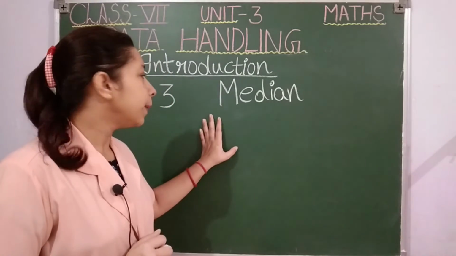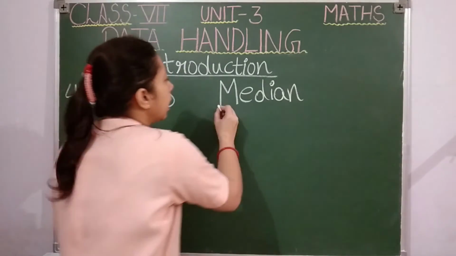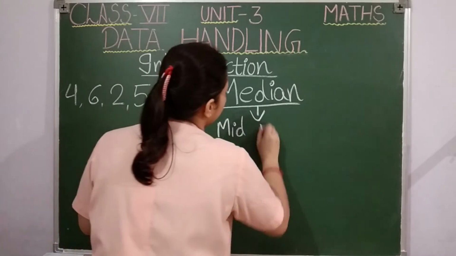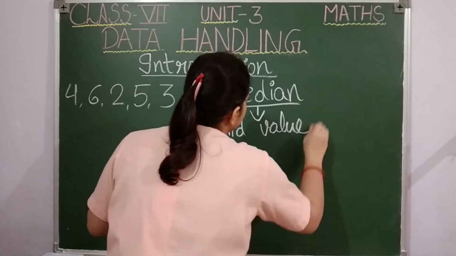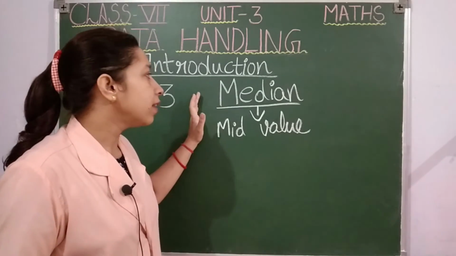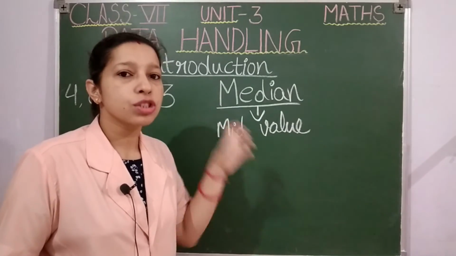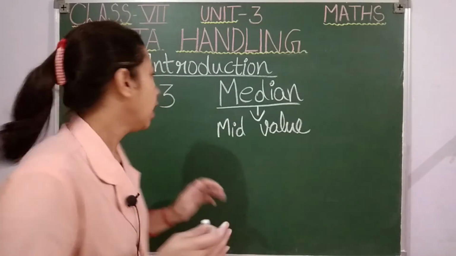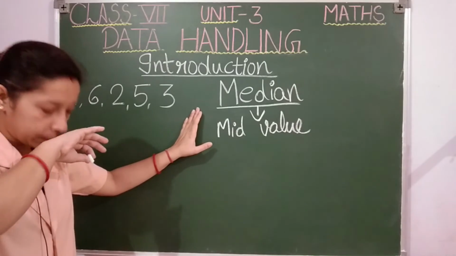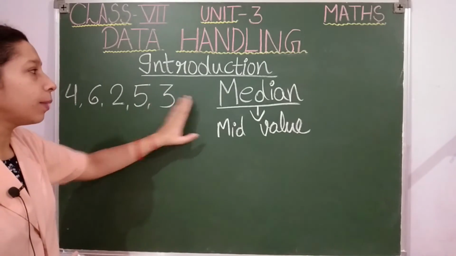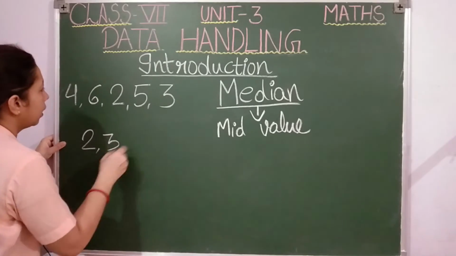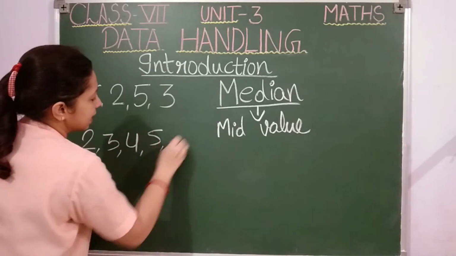So students, median. Always remember median means mid value or middle value. Median means you have to observe the data given and find the mid value. If you are asked to find the median, always remember that first you have to arrange the data in ascending order. Again, I will take the same example. Some data is given here and I am asked to find the median for it. So the first step to find the median is to arrange the data in ascending order. So 2, 3, 4, 5, 6.